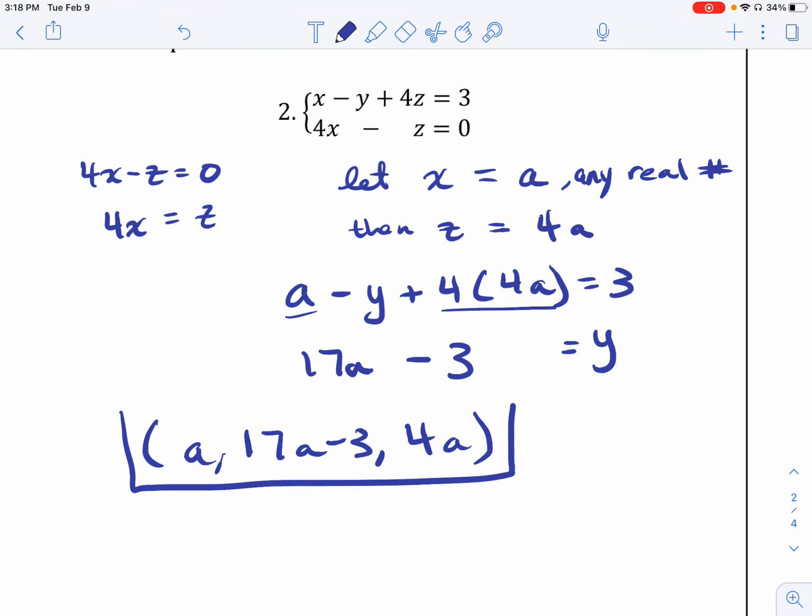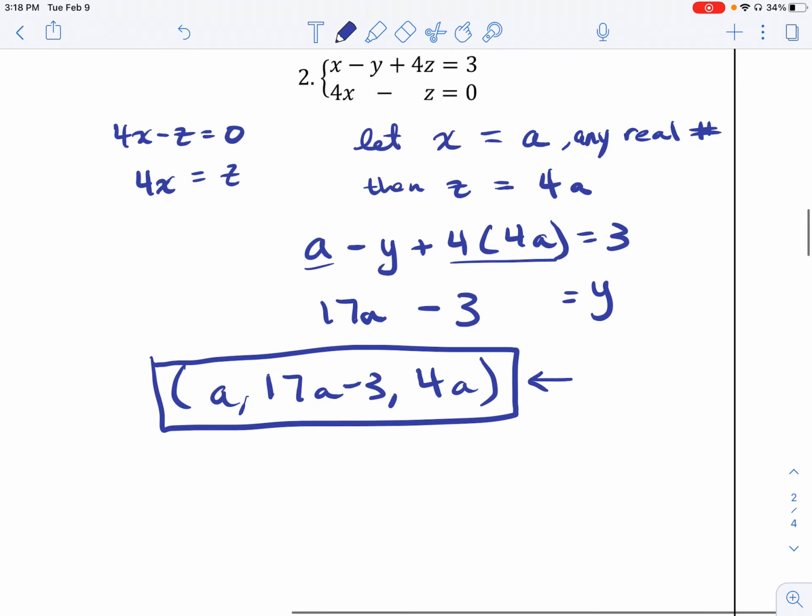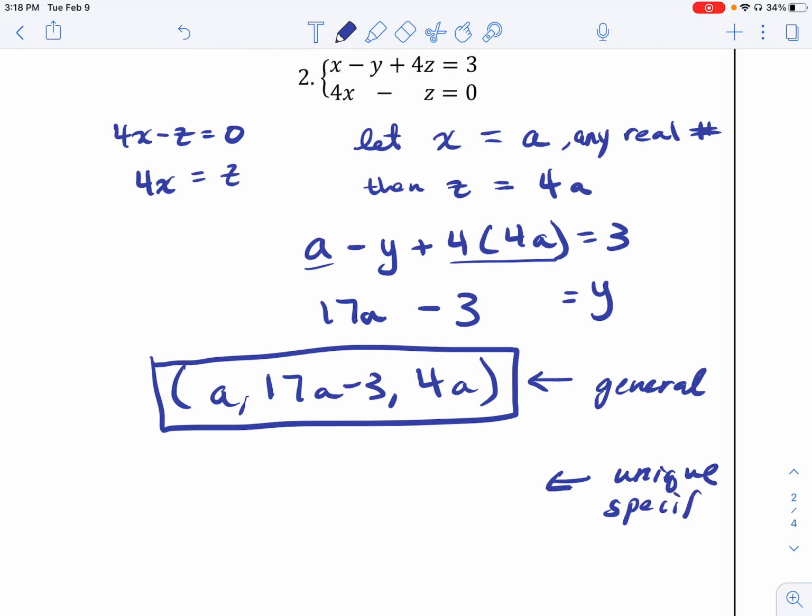There is my general solution. This is a way for us to find any given point. This is a way of showing the line that contains all those infinite solutions. So this is my general solution. Now, suppose I wanted to find a unique solution, or a specific solution, I should probably say. Remember what we're saying here. We can plug in any value for a to get a point on this line.